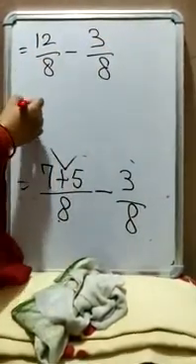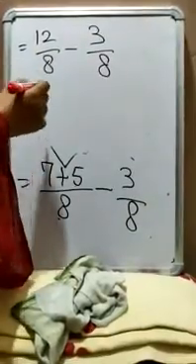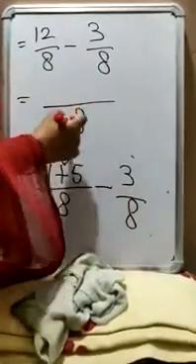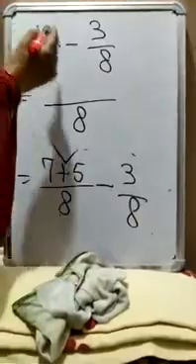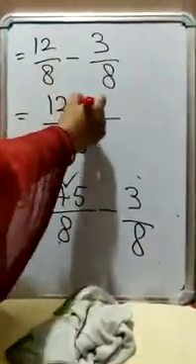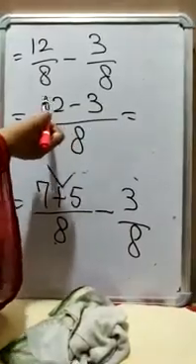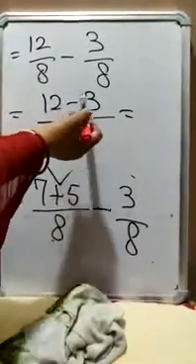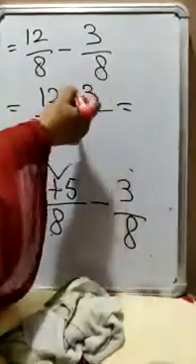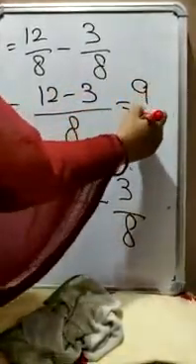Right? Now here we will solve it. So how will we solve it? Take the LCM 8, same denominator, LCM is 8. Now we subtract just the numerators, 12 minus 3. What do we get when 3 is subtracted from 12? So 3 subtracted from 12 is 9 by 8.